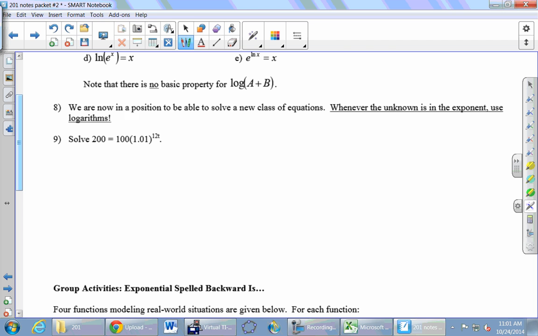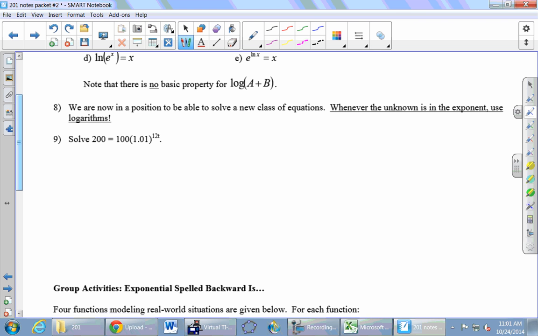Let's see if we can solve this problem here, number 9. 200 equals 100 times 1.01 to the 12t. That looks an awful lot like some kind of money problem to me. Like I see the 1.01 and I think, oh, that's just 1% growth, like an interest rate. And I see the 12t and that reminds me that maybe it's like a monthly kind of investment. And so we're trying to solve this problem here, which maybe would tell us how long it would take $100 to grow to $200 in our bank.